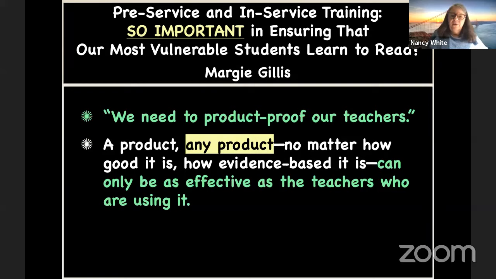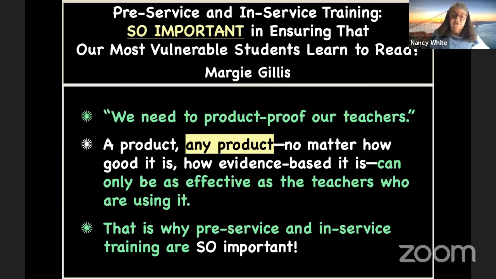Last time when we met, we talked about the importance of the content and how it really makes a difference if teachers understand the content of instruction, which in this case is the English language. That's why pre-service and in-service training are so important, because that's where they can get the content knowledge, and that's where they can get the information about what is evidence-based in terms of principles of instruction. Anytime you read an ad, it's going to tell you, and most everything is going to say evidence-based or research-based, but you need to know what the research was and how to read it. So Margie's advice to us about product-proofing our teachers is not a bad idea.